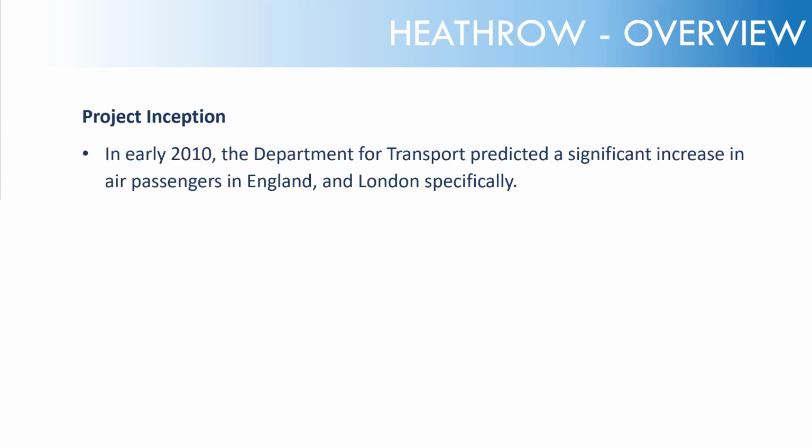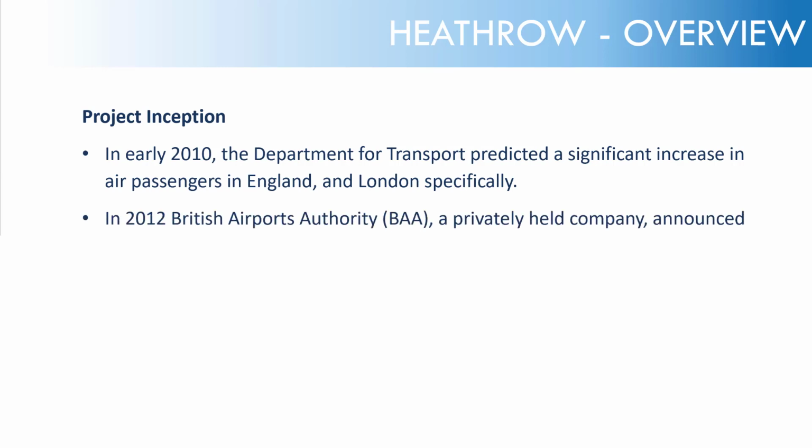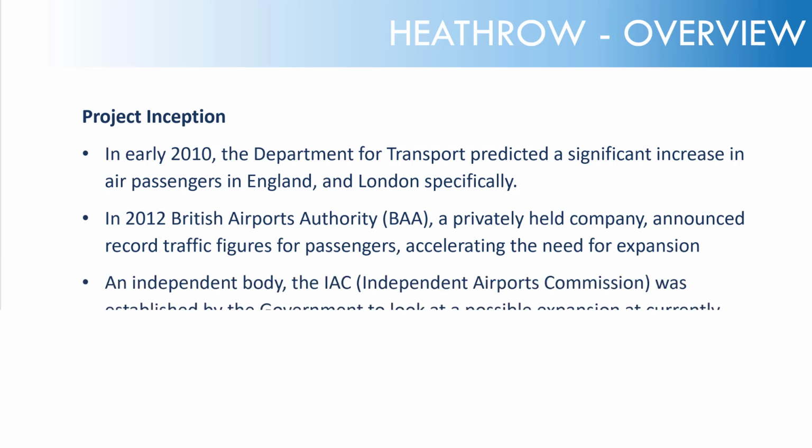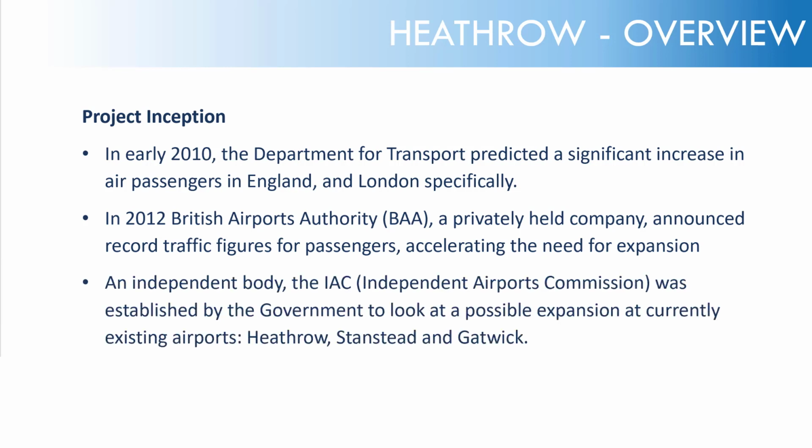Okay, let's get into the overview of this airport expansion and understand the background and where this is coming from. So, in early 2010, the Department for Transport predicted an increase in air passengers in London. And 2 years later, the British Airports Authority announced record traffic figures for the passengers, which basically accelerated the need for expansion. And so after this, the Independent Airport Commission was established by the government to look at possible expansion scenarios in existing airports, so Heathrow, Stansted, and Gatwick.